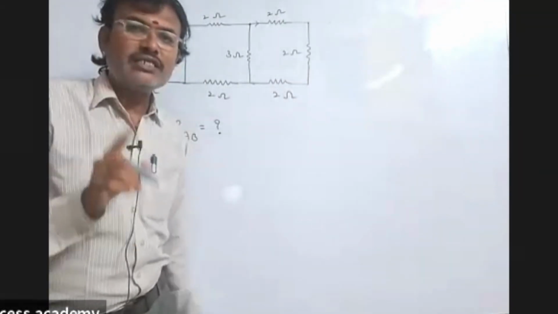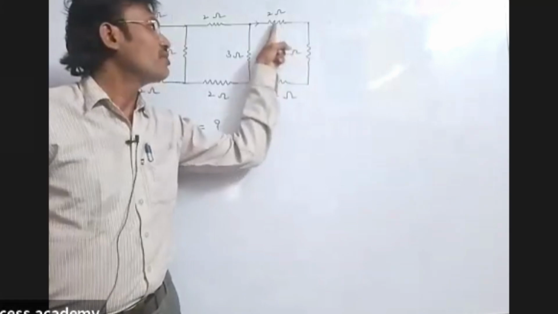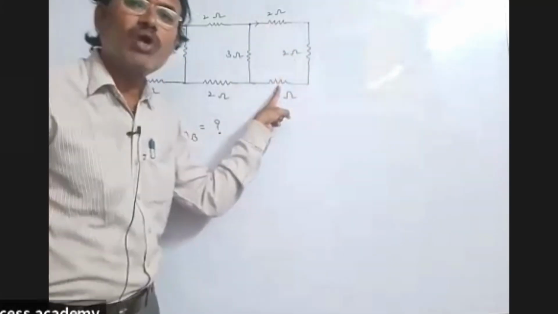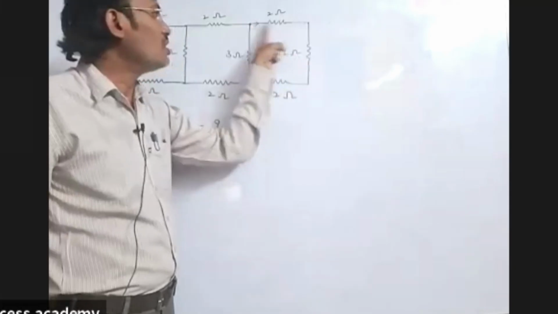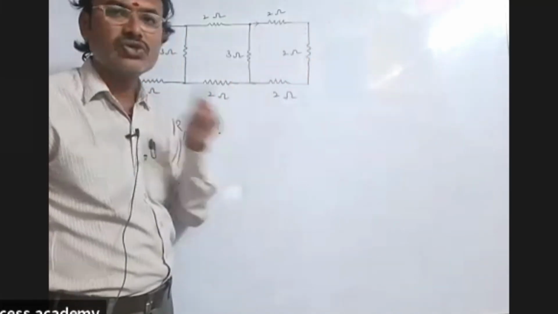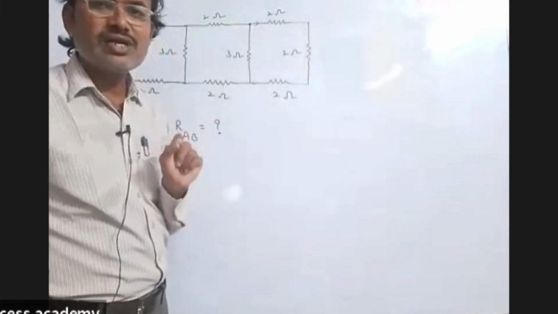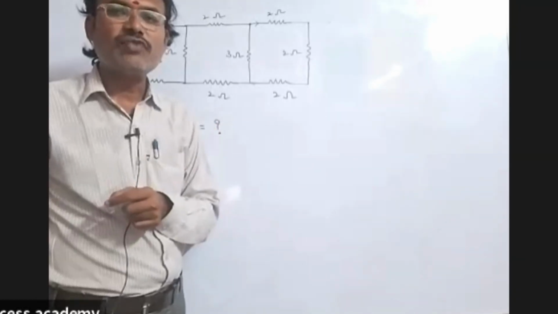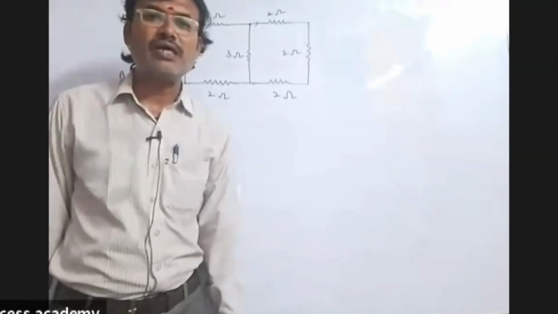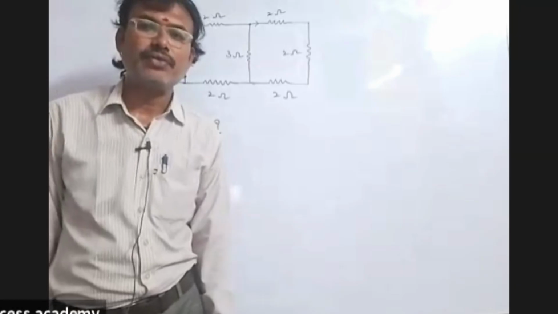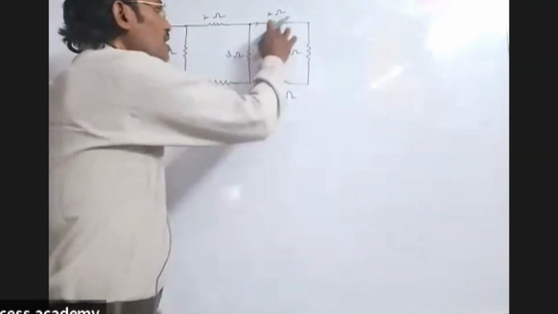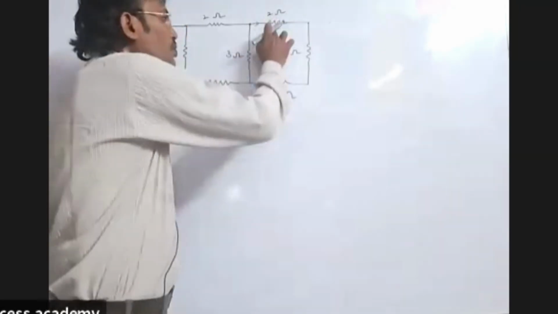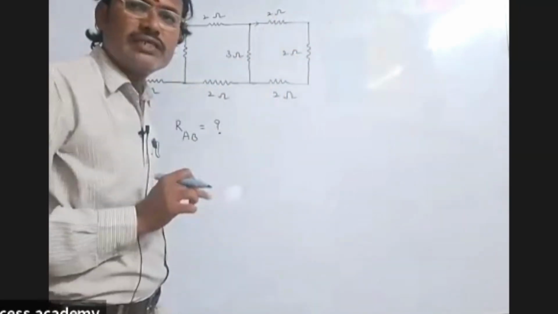Whatever current is passing through the 2 ohm resistor, the same passes through this 2 ohm resistor and this 2 ohm resistor. It means all three resistors are in series combination. If the three resistors are in series combination, straight away remember the formula. Rs is equal to R1 plus R2 plus R3 plus and so on plus Rn. Here only three resistors, so R1 plus R2 plus R3, 2 plus 2 plus 2, 6.